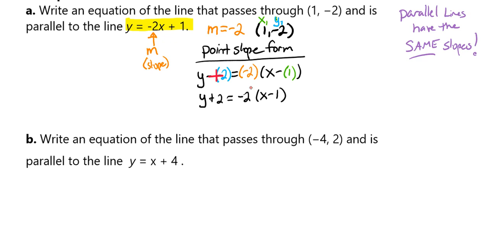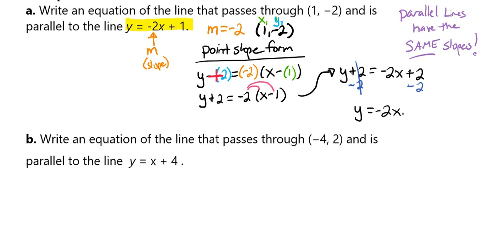Then we're going to distribute our negative 2, which is going to give us y plus 2 equals negative 2x plus 2. To finish solving, we'll subtract 2 from both sides so the y is by itself, which gives us y equals negative 2x, since 2 minus 2 is 0. This is the equation of the line that is parallel to y equals negative 2x plus 1, but goes through the point 1, negative 2.